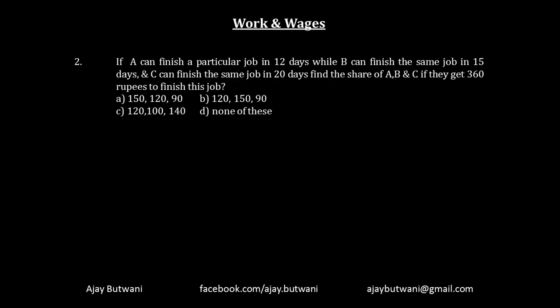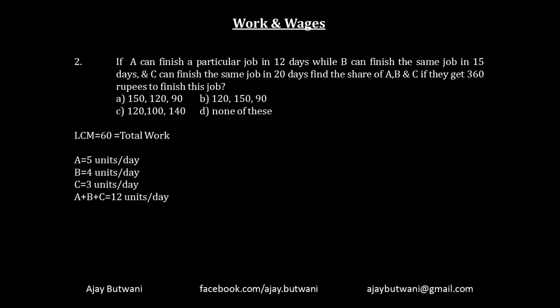If A can finish the job in 12 days, B can do it in 15 days, C can do it in 20 days. They are getting 360 rupees. Find the share of A, B and C. Now, again we are supposed to do the same thing. We are supposed to find the LCM, that is 60. We will be assuming it as total work. We can find this data very easily. A 5 units, B 4 units, C 3 units, A, B, C 12 units.